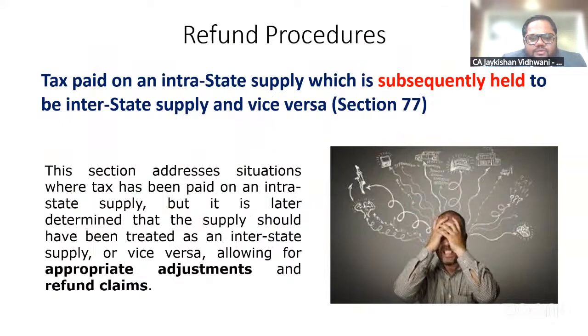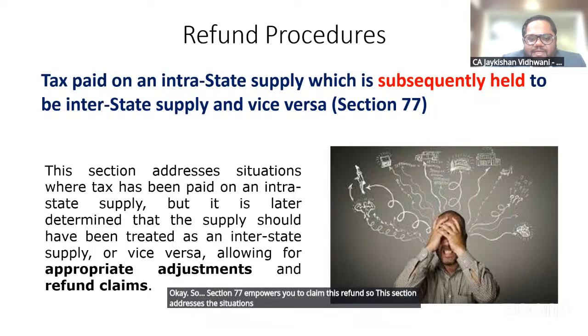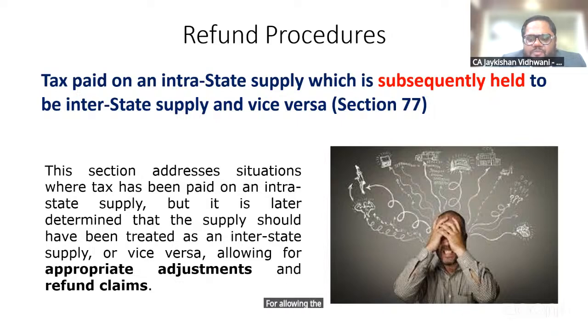So section 77 empowers you to claim this refund. This section addresses the situations wherein tax has been paid on intrastate, but it is later determined that the supply should have been treated as interstate or vice versa, for allowing the refund claim.